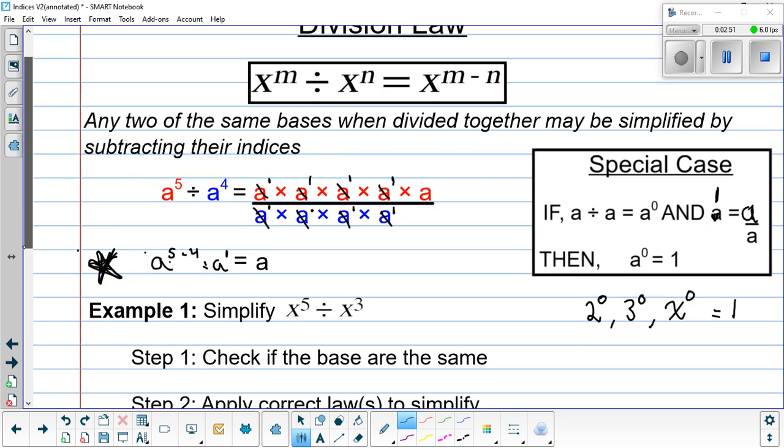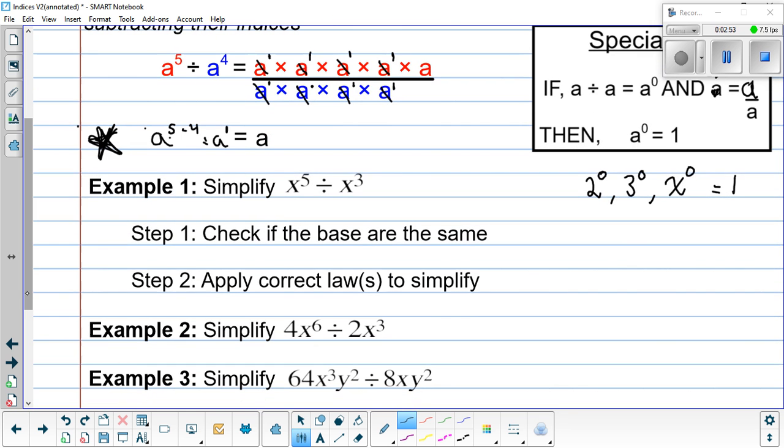So let's actually work with some examples. So we have x to the 5 divided by x to the 3. So check if the bases are the same. They are. Next part, x to the 5 divided by x to the 3. So we can go to x to the 5 minus 3, which is simply just x squared.